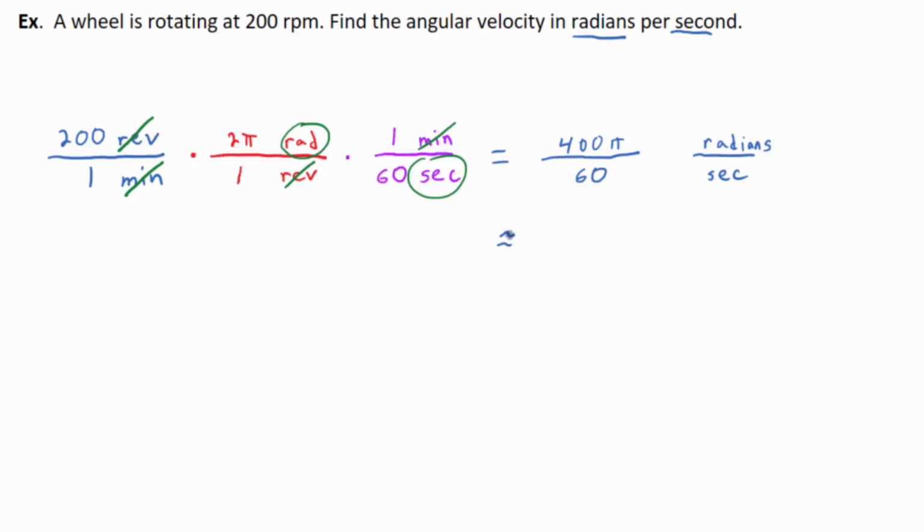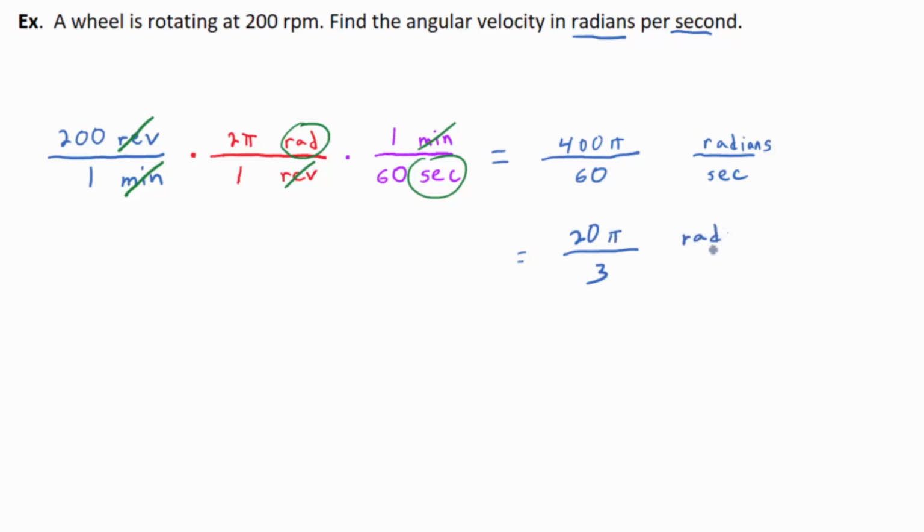400 pi. You could simplify it first. What if you wanted an exact answer? What if this were a test question and I said, just give me an exact answer? You could just simplify the fraction 400 over 60. Don't forget the pi on the end, right? So 20 goes into 60 how many times on the bottom? 3. 20 goes into 400 how many times? 20 times. And then don't forget the pi.